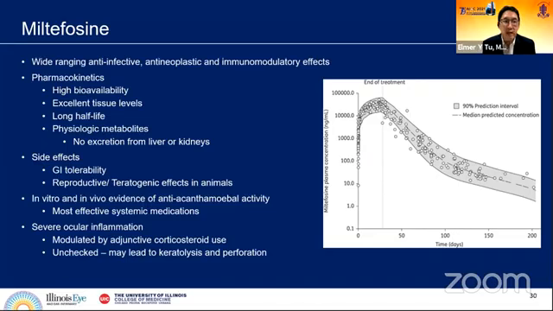Main side effects are GI tolerability. There may be reproductive or teratogenic effects in animals, but hasn't been proven in humans. I think there's ample evidence now that in vitro and in vivo evidence that it has good anti-acanthamoebal activity when used systemically. And it's probably, in my opinion, the most effective of all the systemic medications that are currently described for acanthamoeba. The severe ocular inflammation can be modulated with adjunctive corticosteroid use at the time.